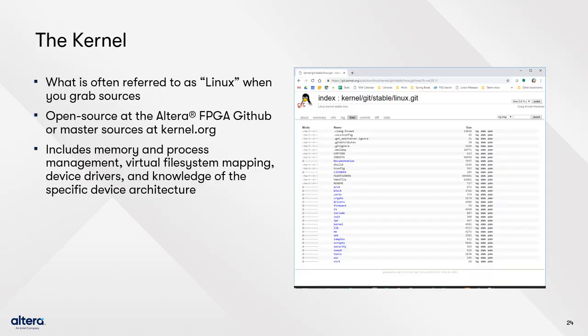The kernel itself is what we've talked about some already. When people talk about getting the source for Linux, this is what they are referring to. The kernel is what is published at our Git repository, and the master sources for the kernel are what is housed at kernel.org, which is what is shown in the screenshot here. The kernel includes the memory and process management, virtual file system mapping, device drivers, and knowledge of the specific device architecture for Linux. It is maintained by the community of software developers, often referred to as the Linux community.